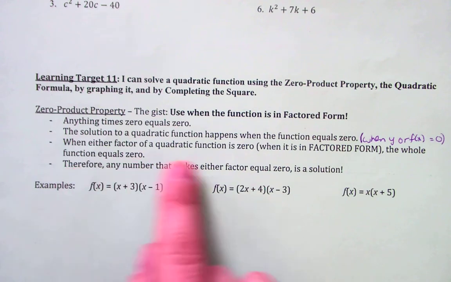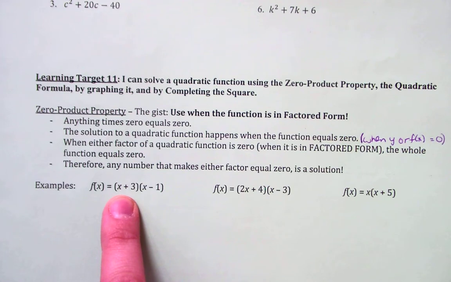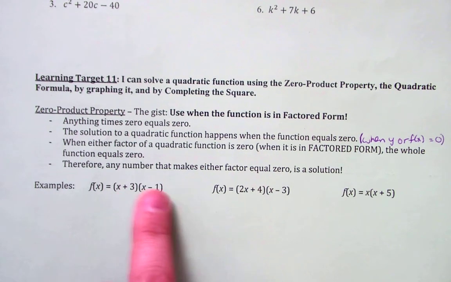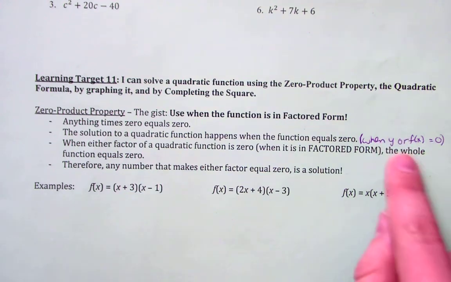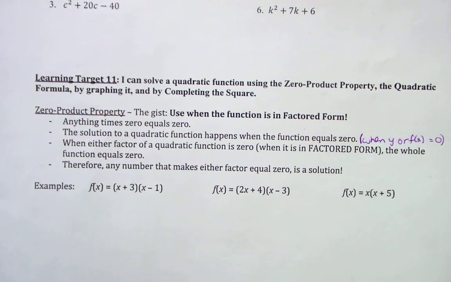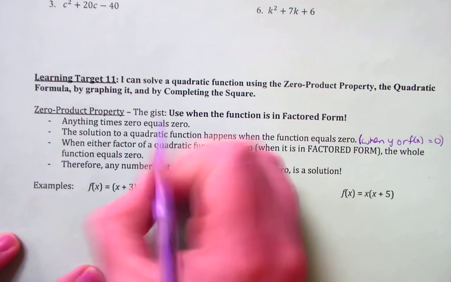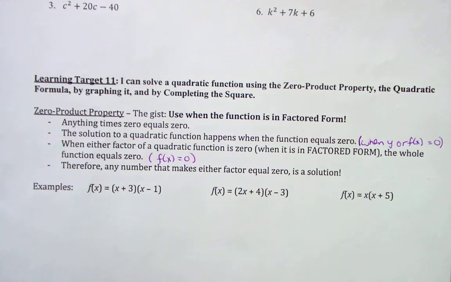So when either factor of a quadratic function in factored form is 0, then 0 times whatever the other factor is will be 0. So f of x will equal 0, and that will be a solution, because the solutions happen when f of x equals 0. So when either factor is 0, the whole function equals 0, or f of x equals 0. We'll put that right there. That means any number that makes either factor equal to 0 is a solution.